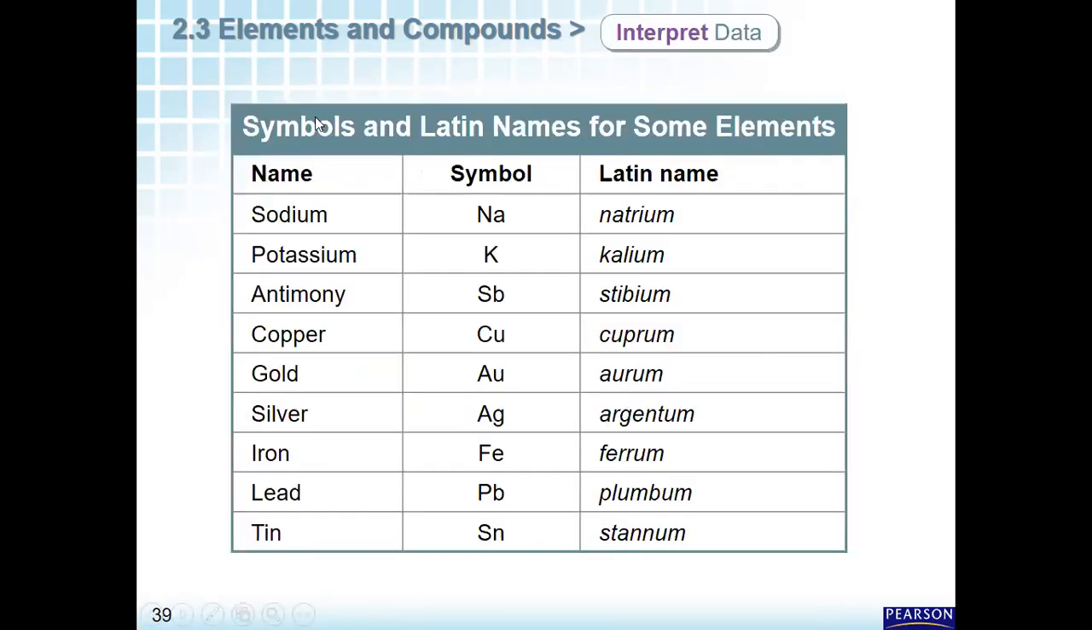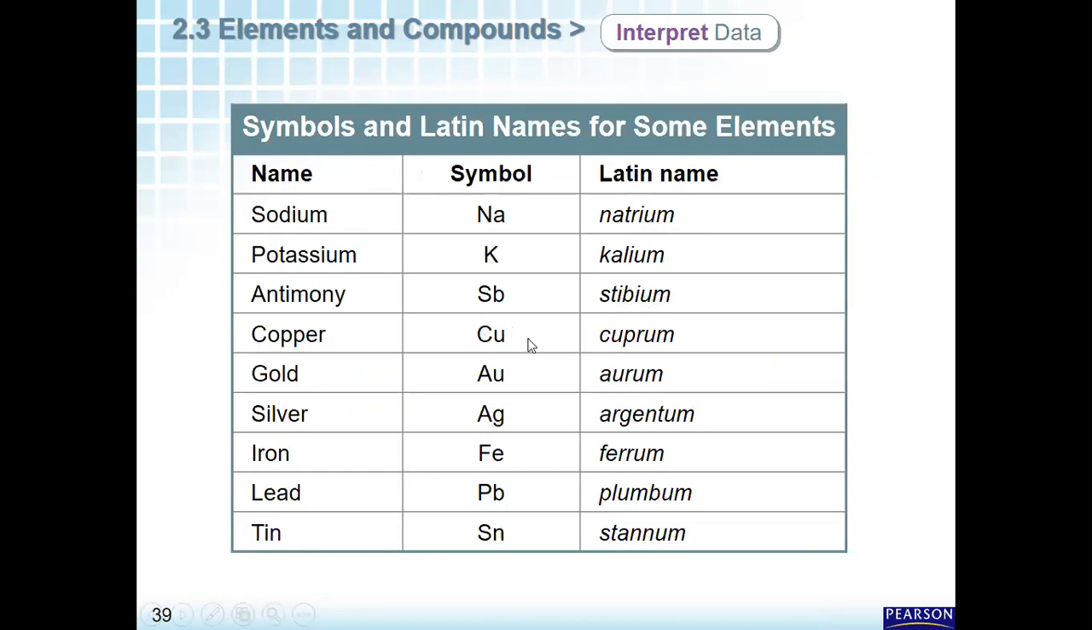Let's get some examples of elements that have a Latin name, but the English name is not compatible with it. For example, sodium. We get it sometimes in the compound sodium chloride, the table salt. The sodium here is Na because the Latin name of sodium is natrium. On the other side, potassium is K. The other name for it is kalium. Antimony is stibium, and copper is cuprum.